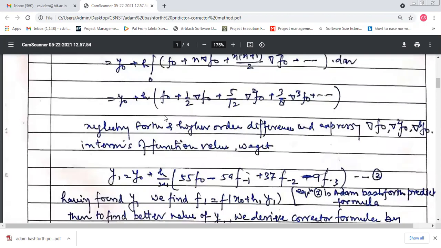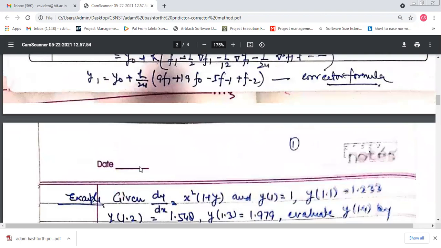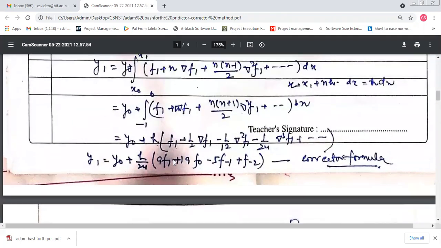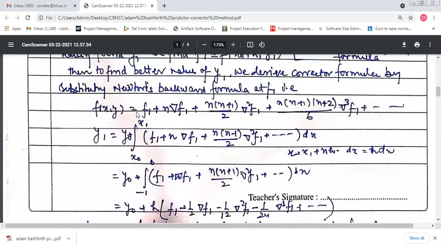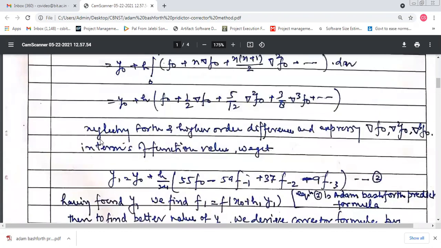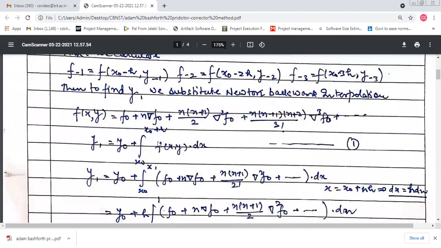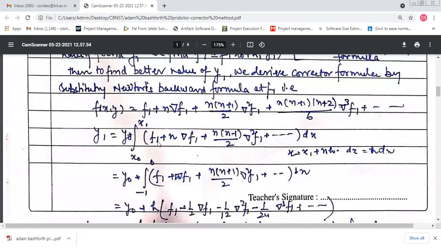In the corrector case, we apply the formula that is f(x,y) is equal to f1. Here it was the predictor case, it was f0 and delta f0. Here I have taken f1 and delta f1, and then we have put this right hand side into equation number 1. So we will be getting y1 is equal to y0 plus h times the integral of f1, delta f1, delta square f1, and so on.